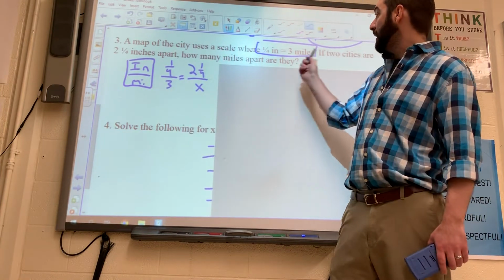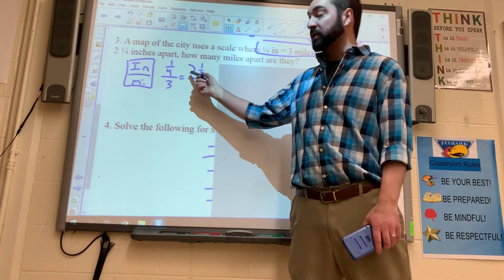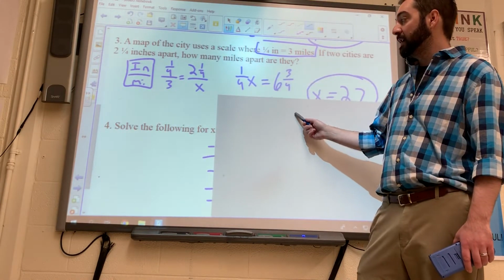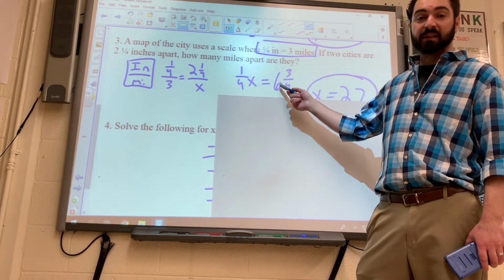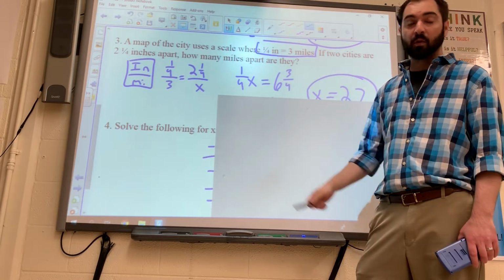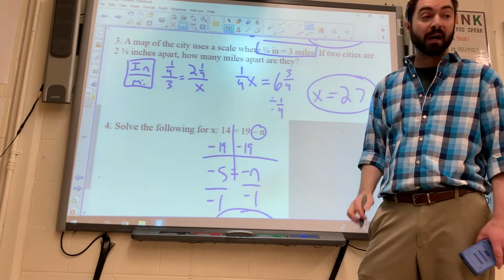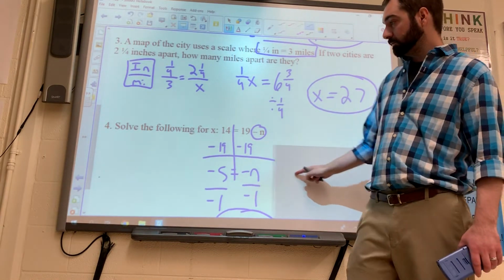Now we want to find out if the cities are 2 1/4 inches apart, how many miles would they be in actuality? Cross multiply, I get 1/4 x is the same as 6 3/4. I'm dividing by 1/4 on each side to isolate x. Find out that x would really be 27 miles.